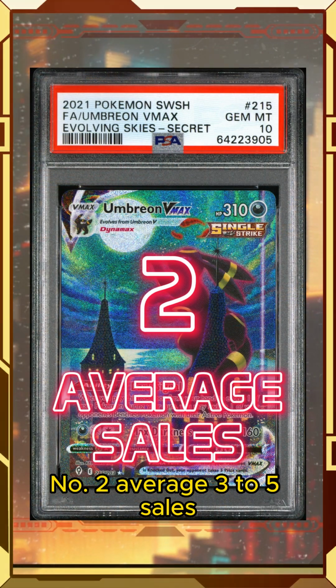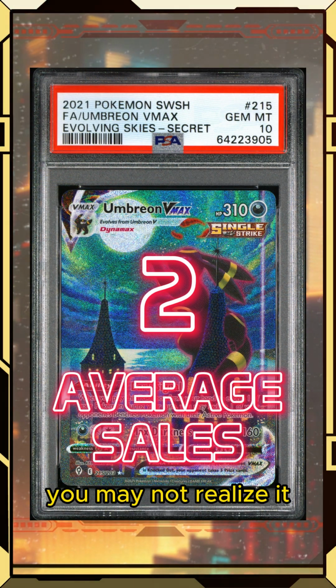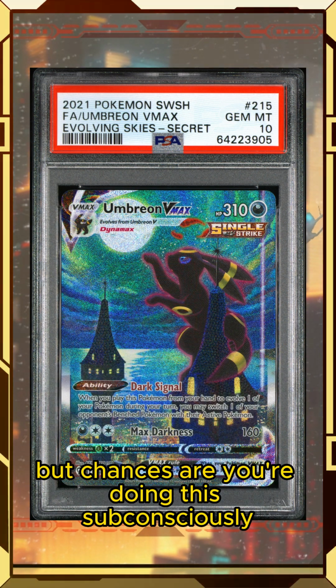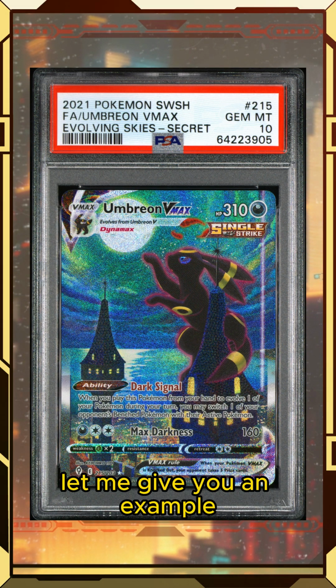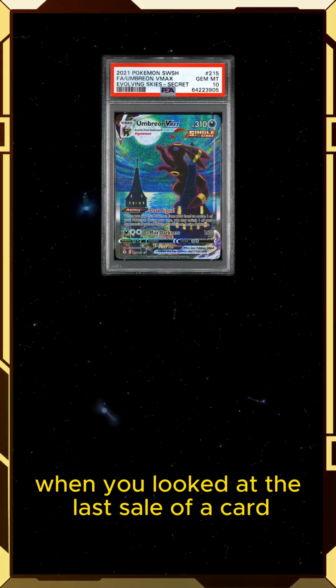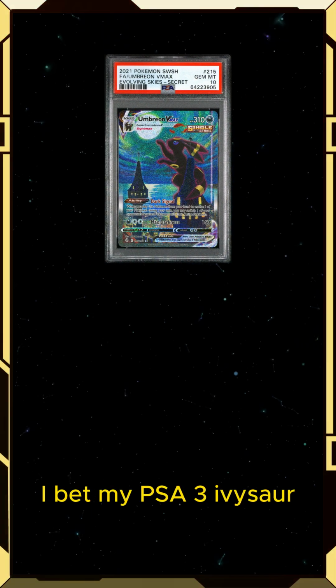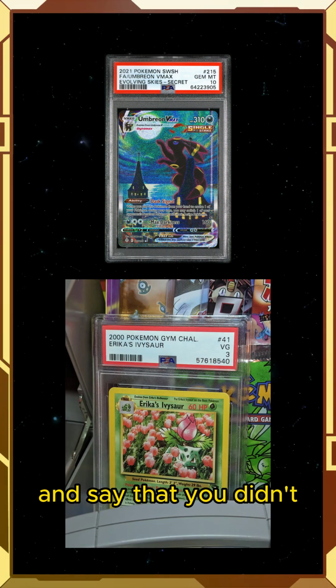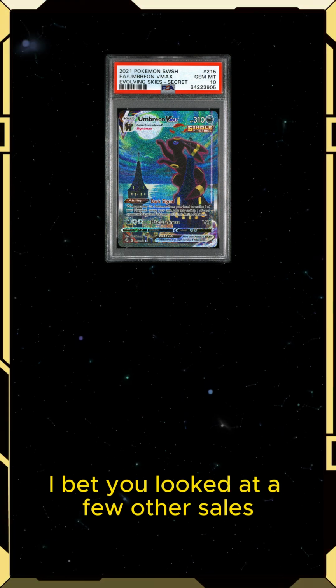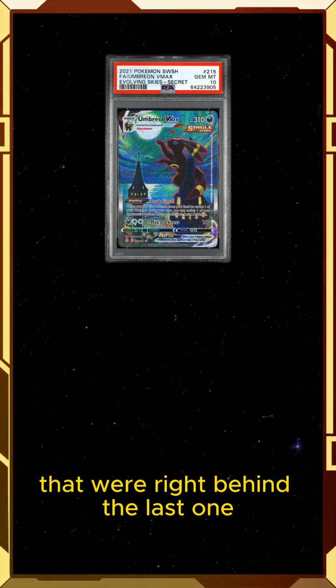Number 2, average 3 to 5 sales. You may not realize it, but chances are you're doing this subconsciously. Let me give you an example. When you looked at the last sale of a card, did you stop at the first value you saw? I bet my PSA 3 Ivysaur and say that you didn't. I bet you looked at a few other sales that were right behind the last one.